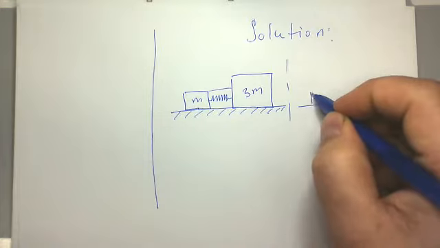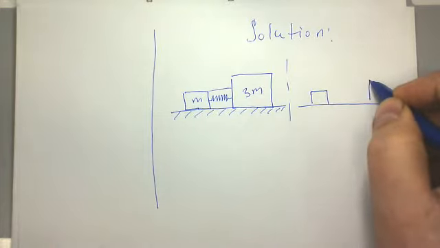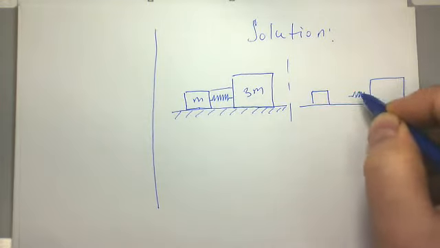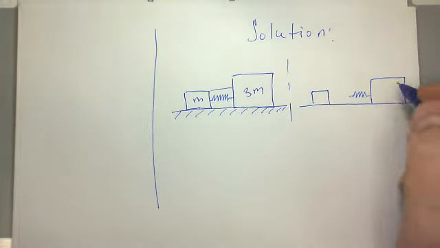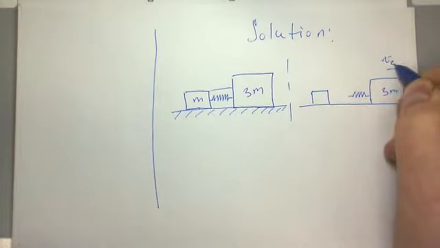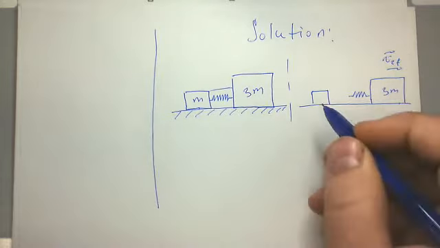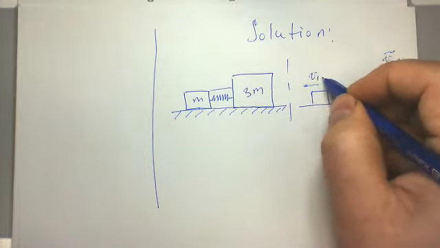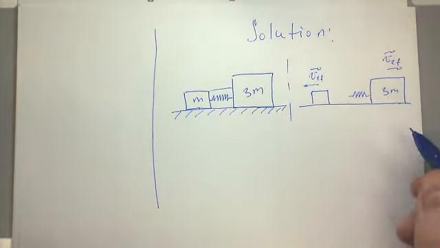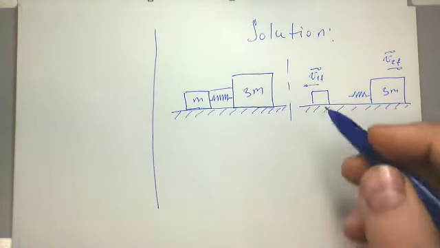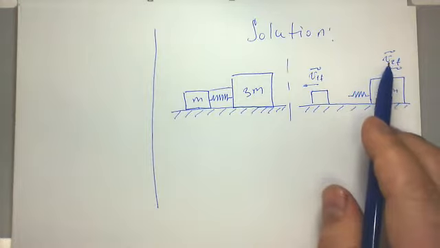So we have this small block and we have this bigger block. Now the spring is not compressed, it is decompressed, it's free. And this one with a mass 3m moves to the right with a velocity v2 final. And this one is moving to the left with a velocity of v1 final. So we need to find the velocity of this first object, because this velocity is given.